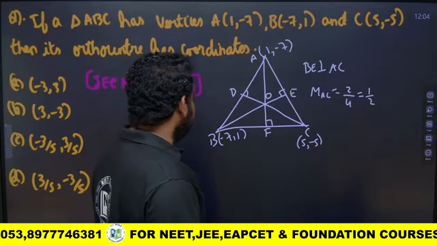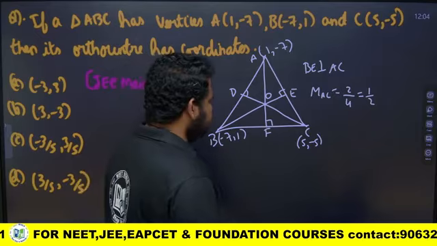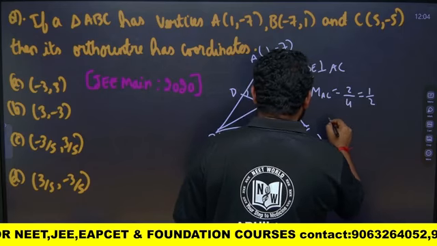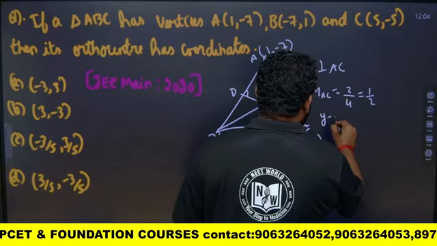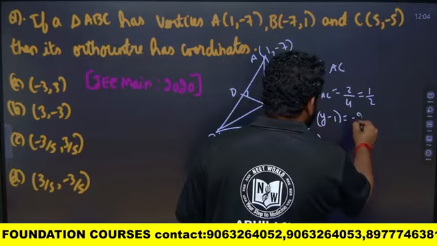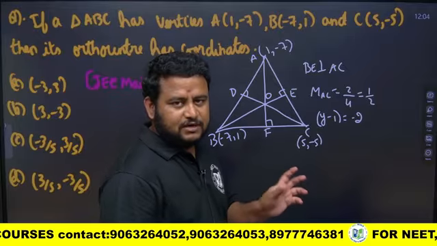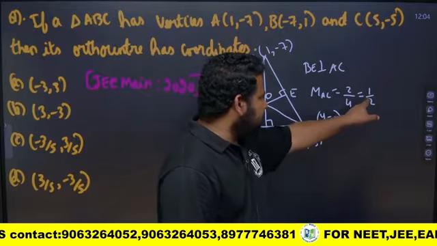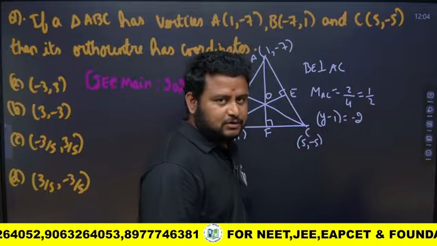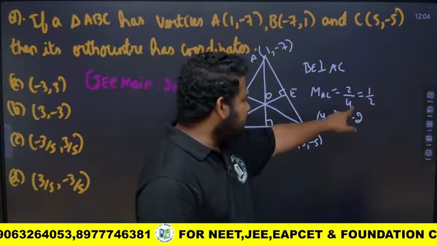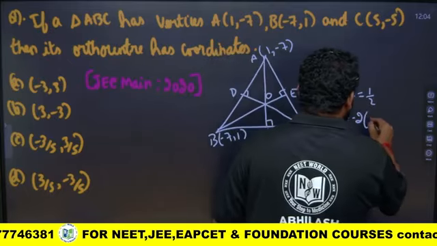Now if I want to find the equation of this line BE, then I'll have to take y minus y1, where y1 is 1, into the slope. Here it will become minus 2 because it is a perpendicular line. The product of the slopes of perpendicular lines, m1 m2, is equal to minus 1. Here AC is 1 by 2, so the other slope will be the negative reciprocal, that is minus 2. This will be into x minus x1.